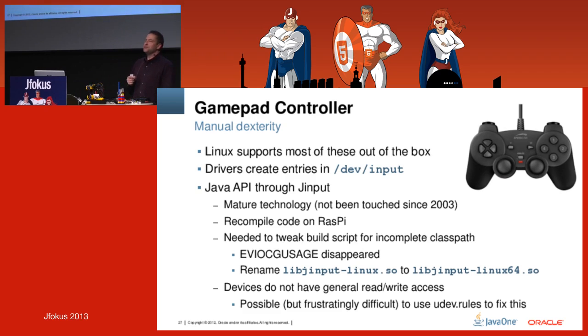What I did was I moved that onto the Raspberry Pi, recompiled it, fixed a couple of glitches that I found. There was one thing where the build script didn't have a complete class path. There was a backwards compatibility issue that Linux had because they'd removed a particular hash define, so I had to comment that out. And then for some bizarre reason, it would only work if I renamed the generated SO file, shared object, from libjinput-linux to libjinput-linux64. Don't know why that was, but it works, so I don't question it.